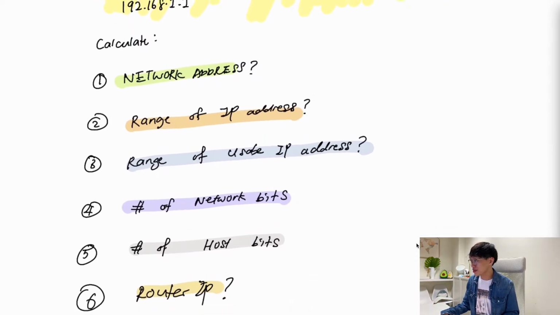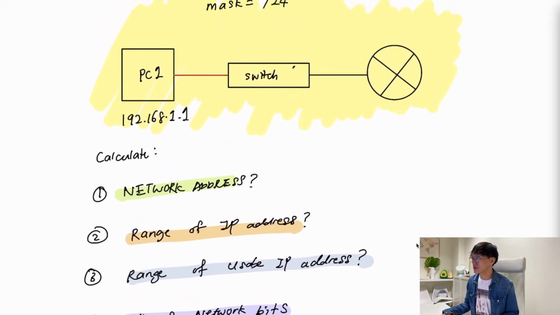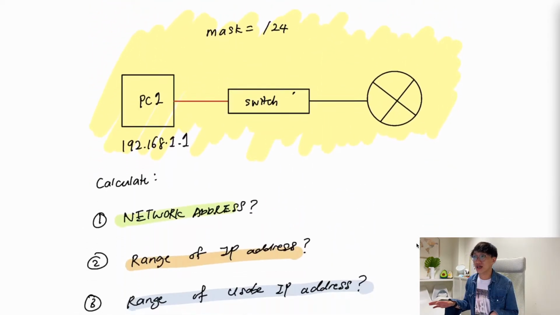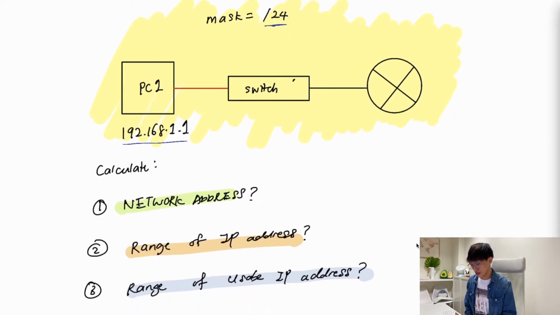Okay, so these are the few things that we will learn how to calculate today. And once you know this, that's pretty much everything you need to know for IP subnet addressing. Okay, now let's look at the example here. You have a mask /24 and you have an IP. Okay, this is the only info that is given. Now we want to calculate for the rest of the items here.